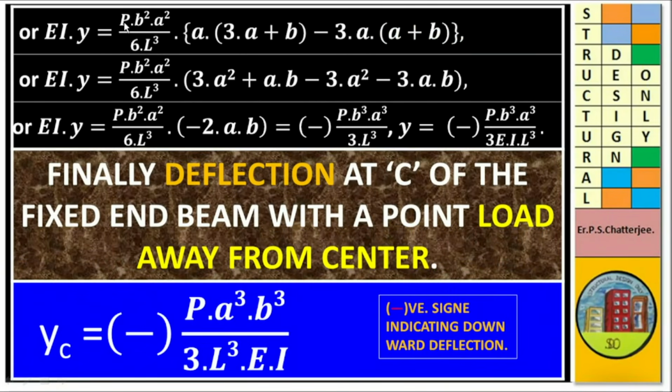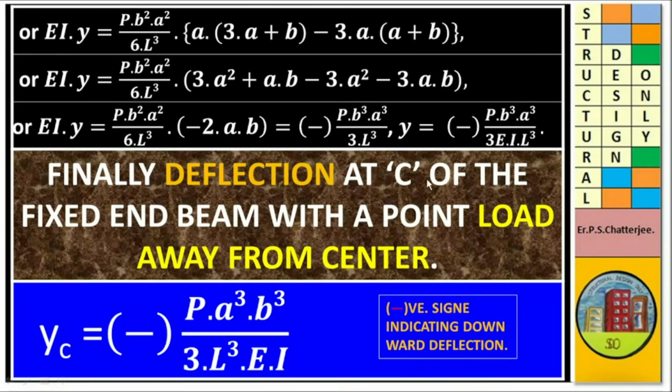or EIy is equal to P into b² into a² by 6L³ into a into (3a + b) minus 3a into (a + b), or EIy is equal to P into b² into a² by 6L³ into (3a² + ab − 3a² − 3ab), or EIy is equal to P into b² into a² by 6L³ into (−2ab), which is equal to minus P b³ a³ by 3L³, or y is equal to minus P b³ a³ by 3EI L³.